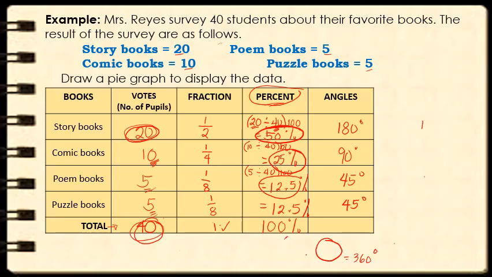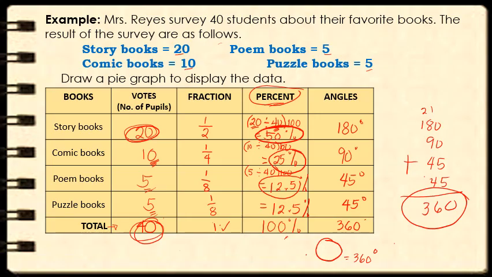So, i-add natin 180 plus 90 plus 45 plus 45. Add natin, 5 plus 5 is 10, carry 1. 8 plus 1 is 9, plus 9, 18. Plus 4 is 22, plus 4 is 26, carry 2. 1 plus 2 is 3. So, tama ang ating naging solution because the sum of the angles is equal to 360 degrees.